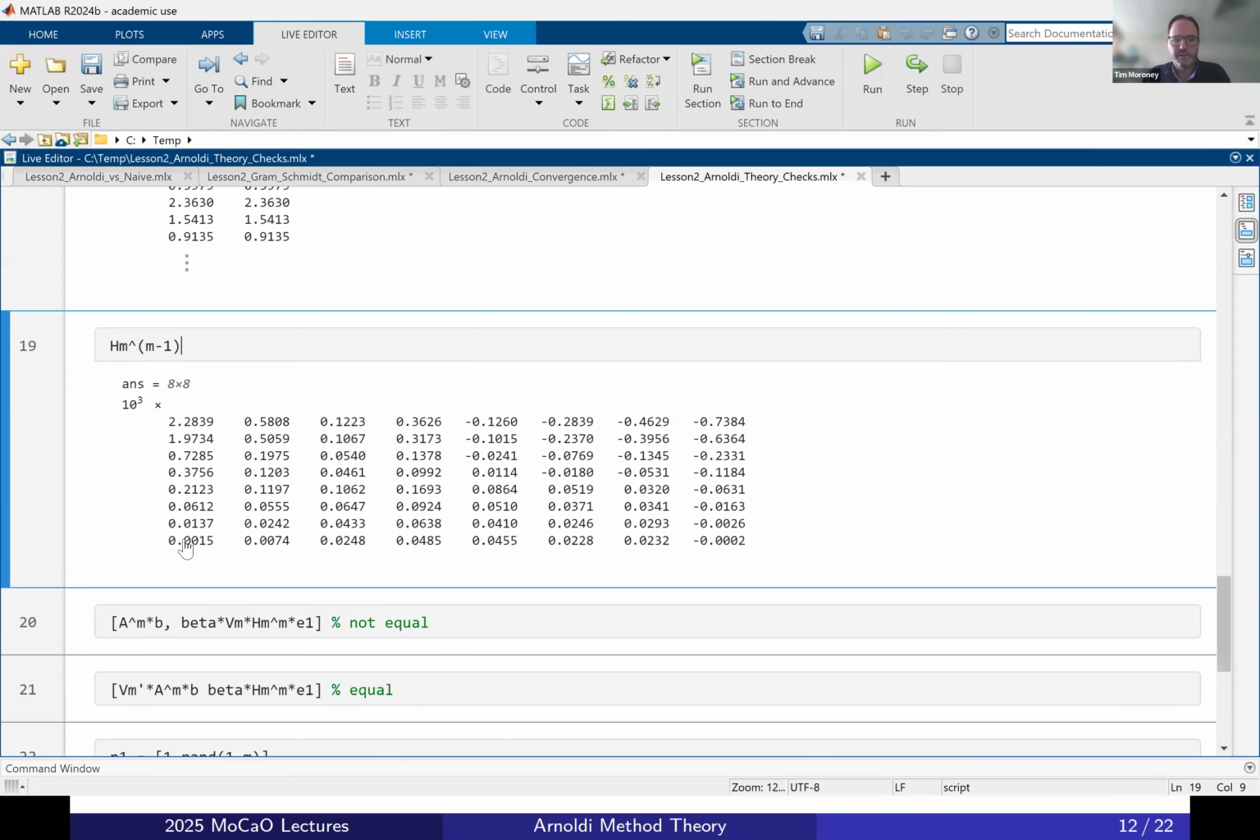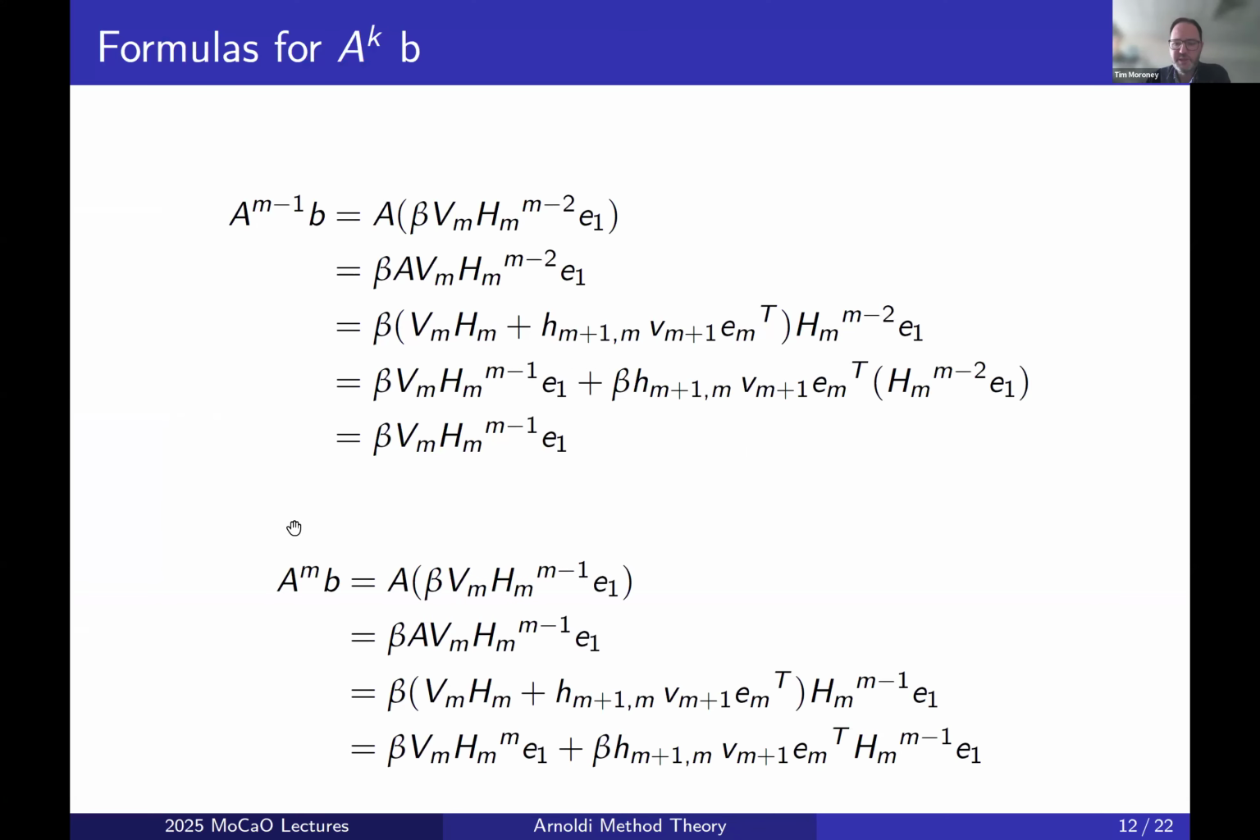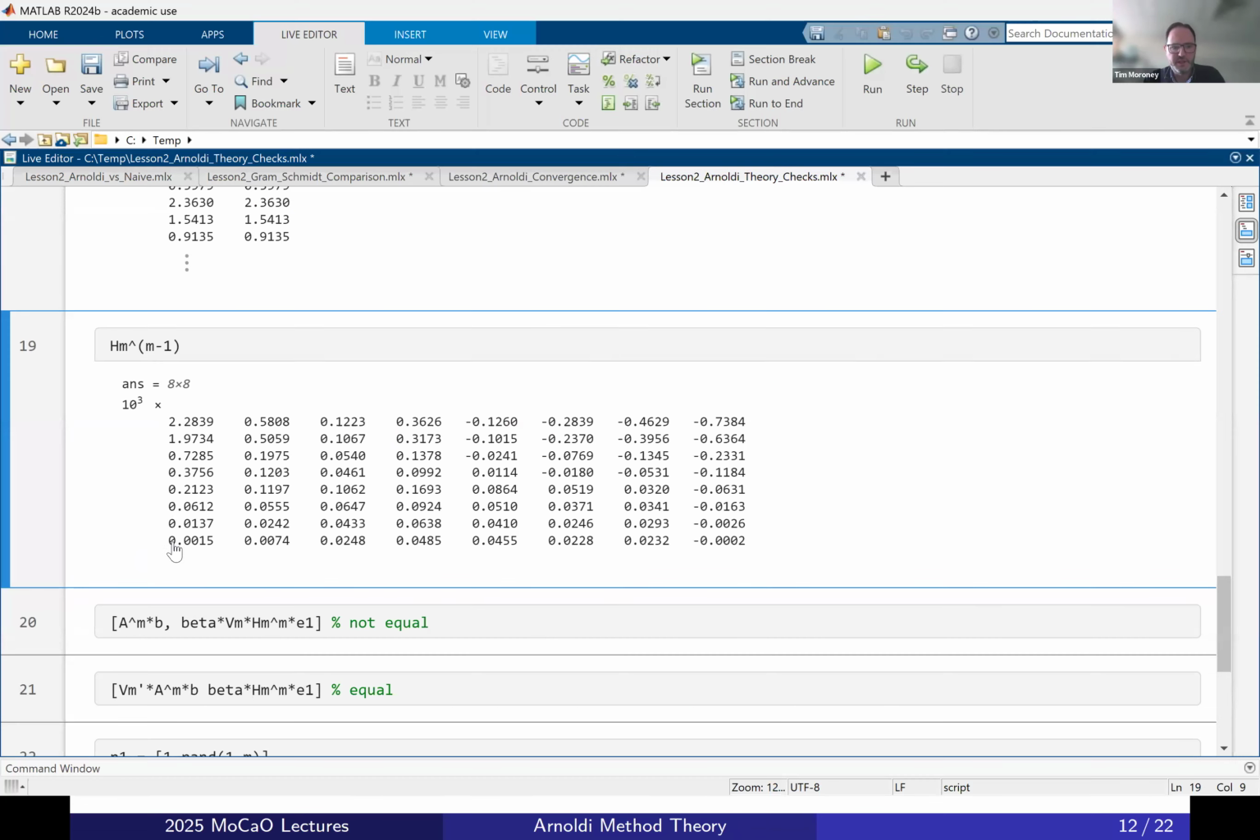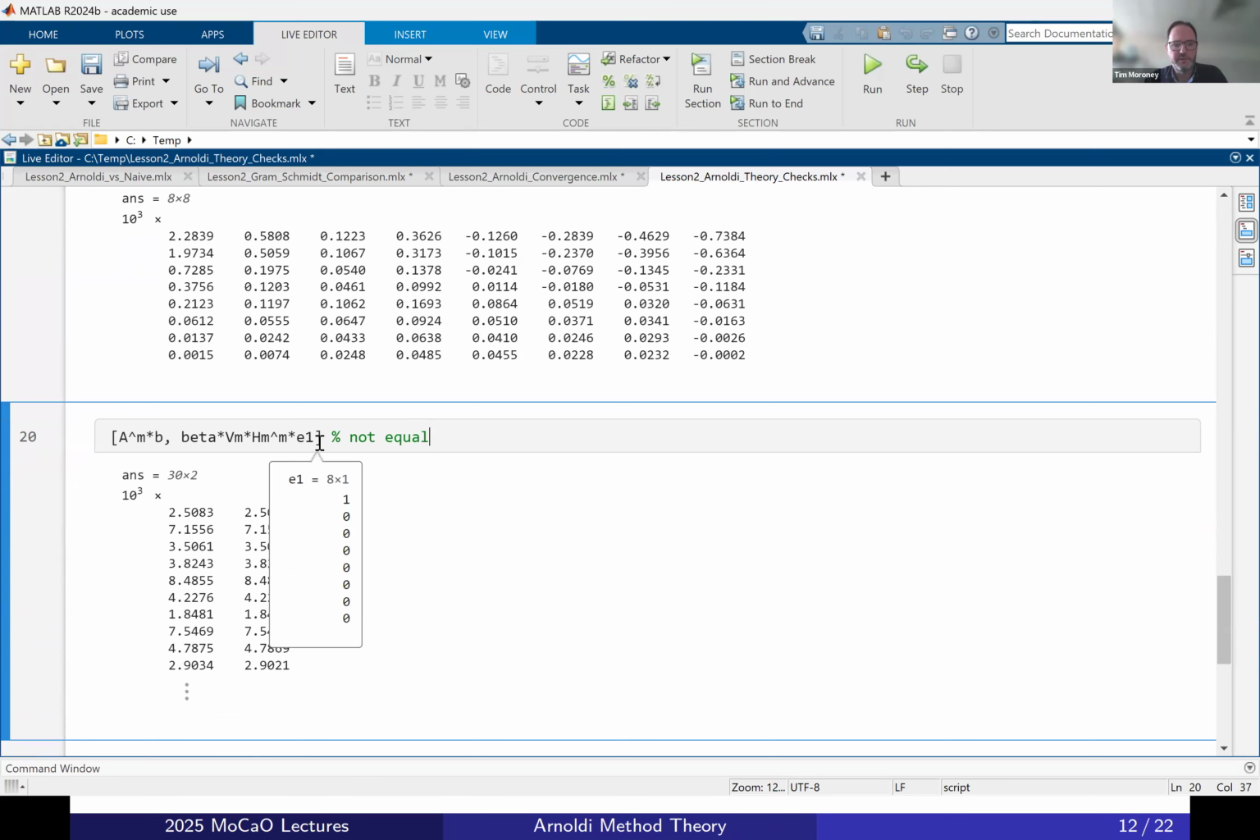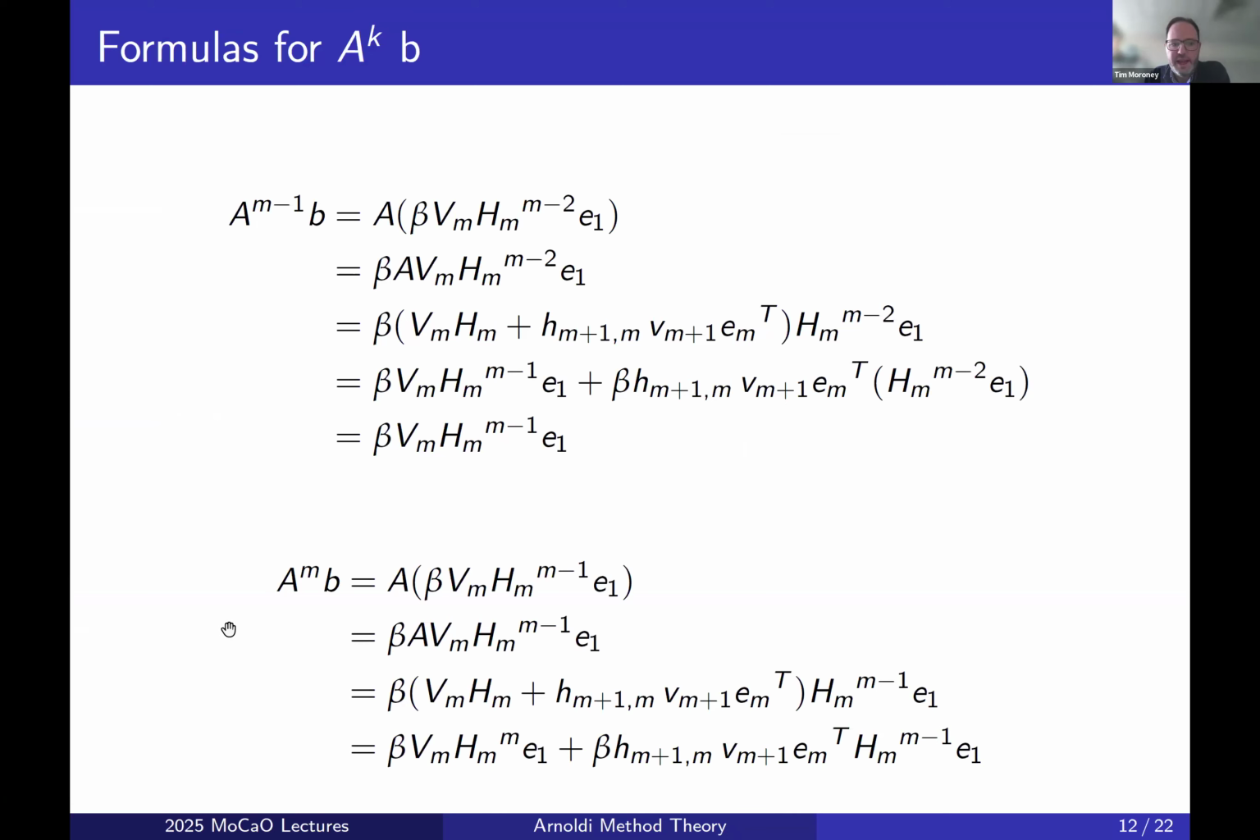But for the power m minus 1, we've lost our 0 here. Okay, so if we try the same trick for A to the m, which is the highest power we need in our polynomial of degree m, we find this last term doesn't go away anymore. Hm to the m minus 1 times e1 is precisely this column. So that's a contribution now, right? These two are not equal. We can't ignore that second term anymore. So that's not the same. And that makes sense, really, if you think about it. A to the m times b, that's pushing us into the Krylov subspace of dimension m plus 1. So, of course, we surely need vm plus 1 to be able to capture that result. Unless we should happen to have Hm plus 1,m be 0 in an invariant subspace, but generically we're going to need this term.